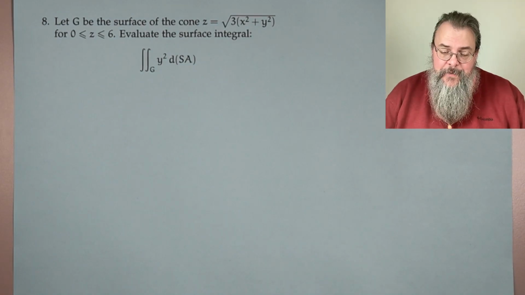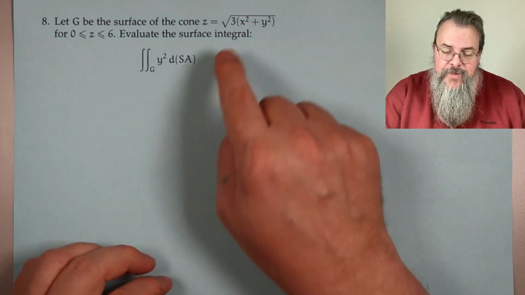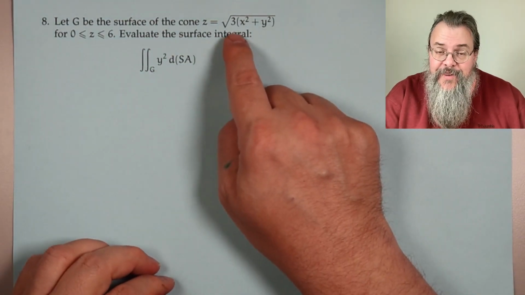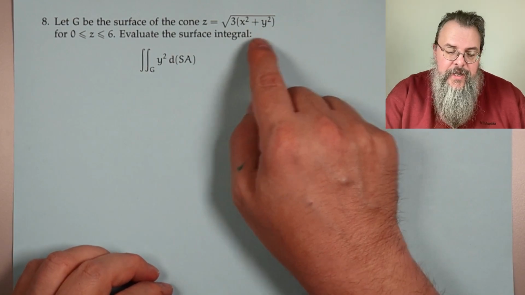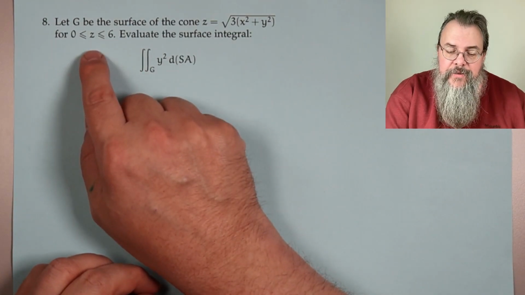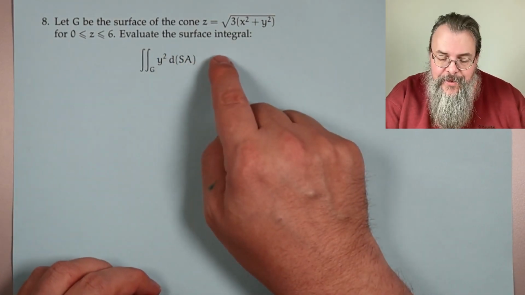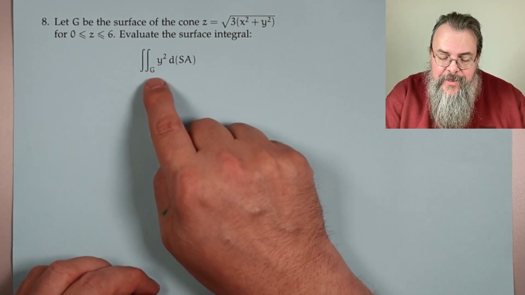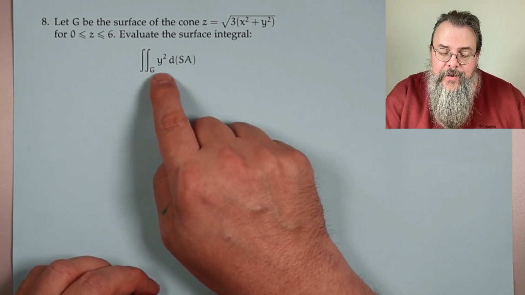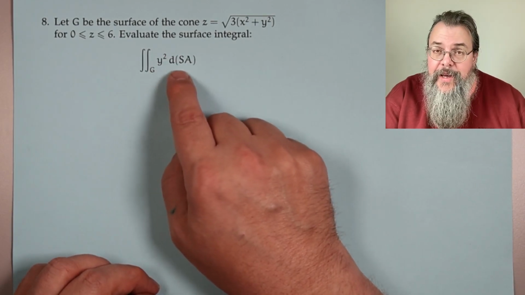Let G be the surface of the cone z equals square root of 3 times x squared plus y squared, where z goes from 0 to 6. Evaluate the surface integral, the integral on the surface G of y squared dS.